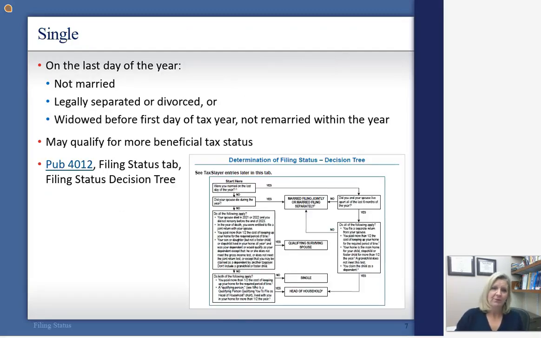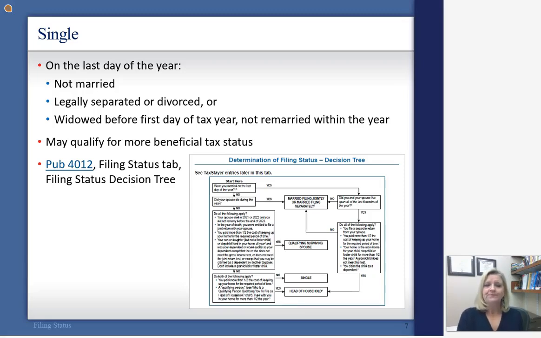So we'll talk about that as well. What we are looking at for filing status is the marital status of the client on the last day of the year. So on December 31st of 2025, what is their marital status? If they are going through a divorce, but that divorce has not been finalized as of December 31st, they are technically still married on December 31st.